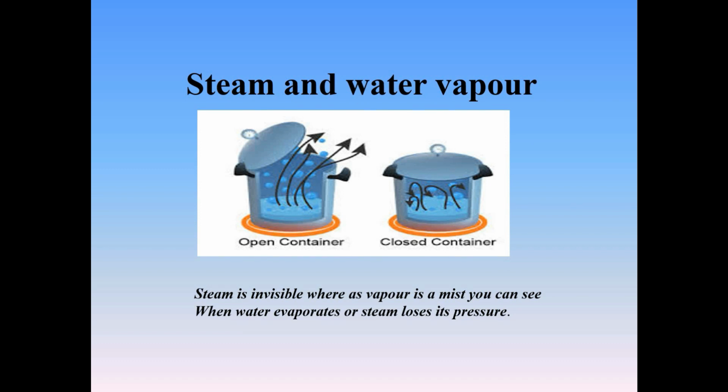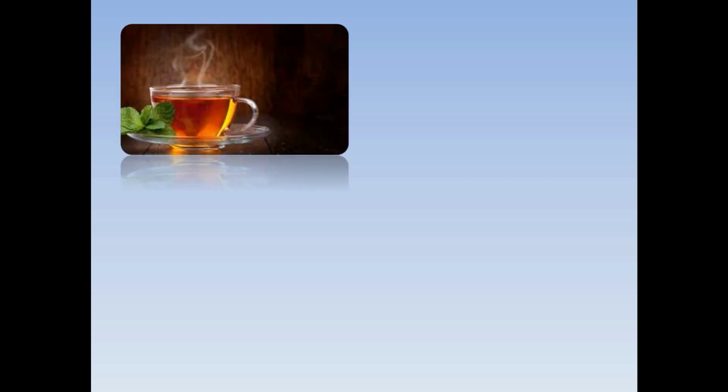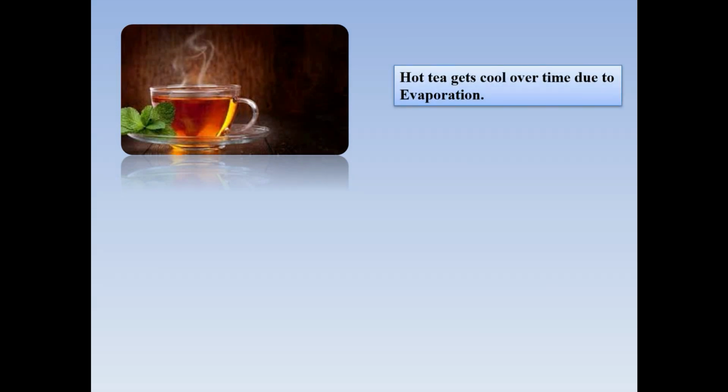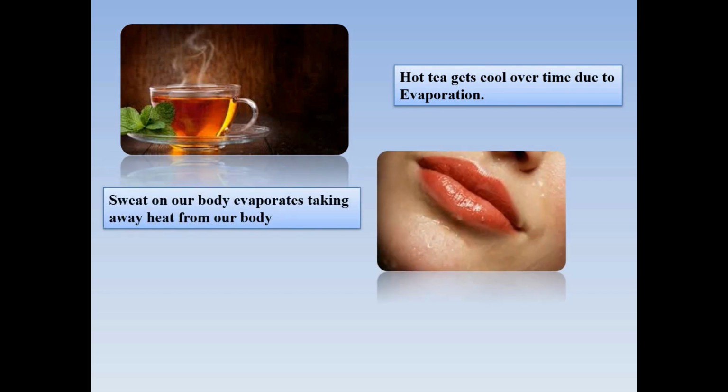Okay, now let's see some everyday examples of evaporation. One of the basic examples is hot tea getting cool over time. This is due to evaporation. Hot molecules on the surface get evaporated, taking away the heat with them. Another example is evaporation of perspiration from the body. Sweat on our body evaporates, taking away the heat from our body.